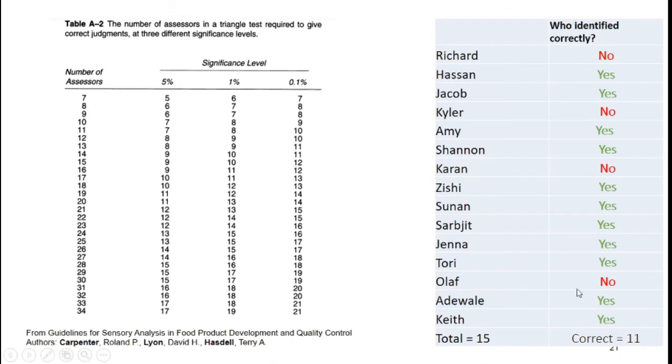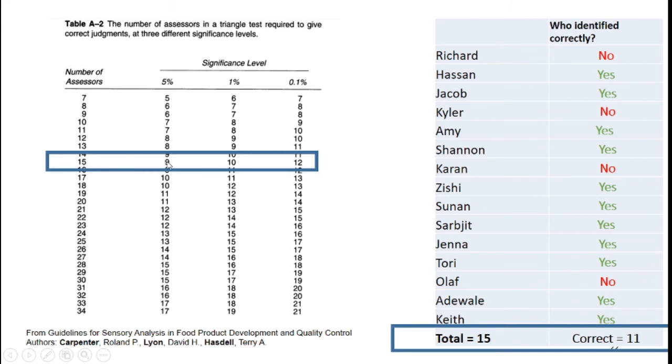So go back to our original data. We had 15 participants and 11 people correctly discriminated. So let's walk through what this looks like. We're going to find the number of assessors was 15. And, oh, wait a second, we're somewhere in between here. That's okay. We are just going to say it is less than 1%. But we can't say it's 0.1%. We can safely say, though, that it is less than 1%. Because 11 is going to be in this space in between.